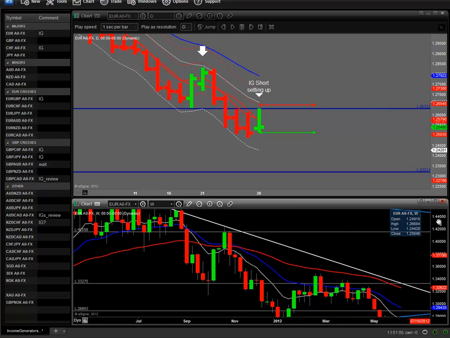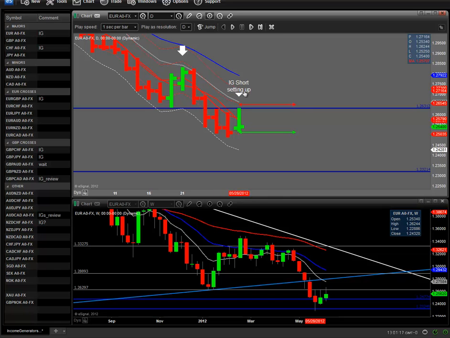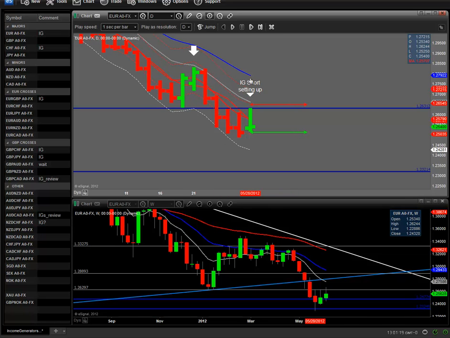As you can see, I've got my weekly chart here. I like the particular look of it. It hit resistance, supports bounced off, broken through, testing resistance. 10-day moving averages here. This is relatively good. It tells me it's an IG short setting up, but actually what happened on the day was it did set up as an income generator, because sometimes this might not, you have to wait.